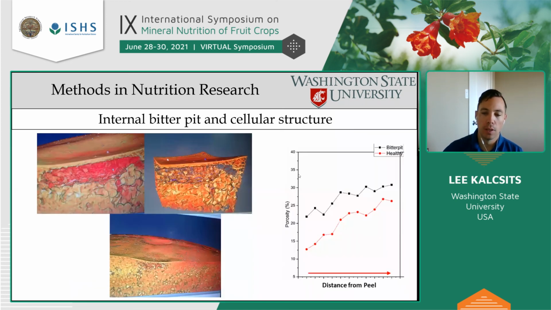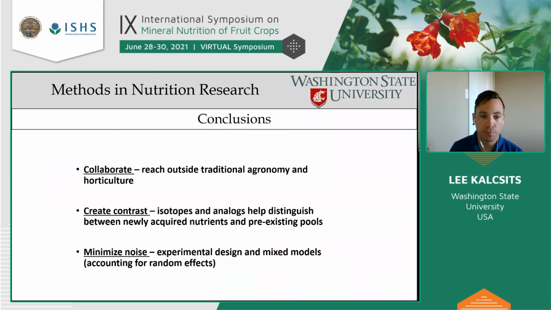We also see that bitter pit is related to porosity. So Honeycrisp fruit that is affected by bitter pit is more porous. It has more airspace than Honeycrisp fruit that's healthy, of the exact same fruit size. So the more dense the fruit is and the less airspace, the less susceptible it is to bitter pit.